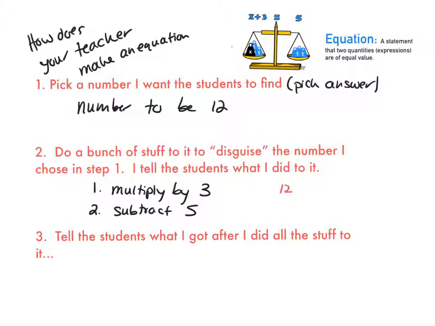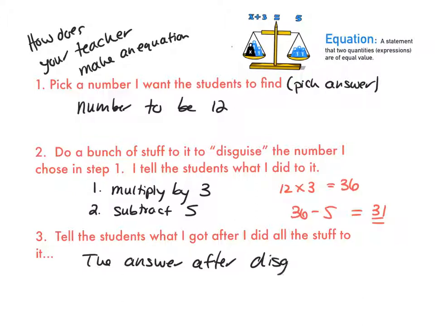So I'd take 12 and then I would multiply it by 3. That gives me 36. I would take that 36 and then subtract 5. I'd be at the number 31. So however many things I want to do to disguise it, once I get the answer from doing that, I tell you. I say, okay, the answer after a disguise is 31. And then that's how I come up with an equation.